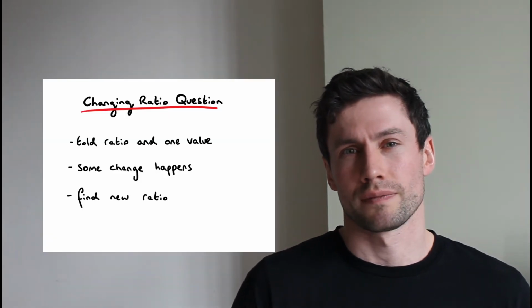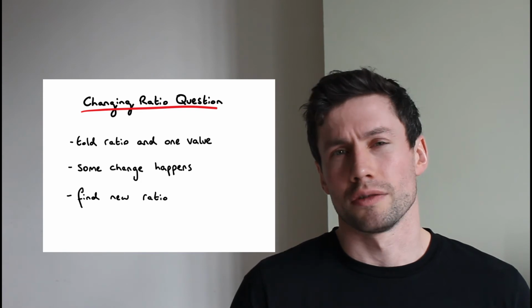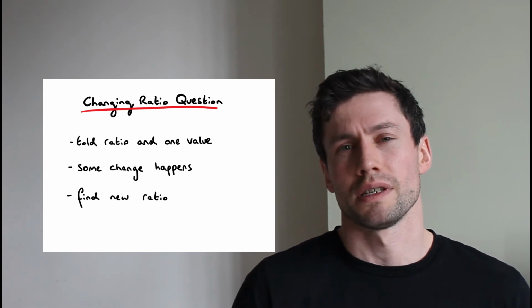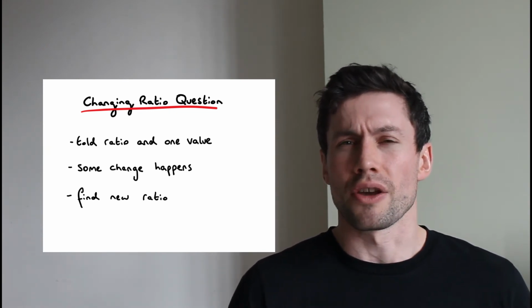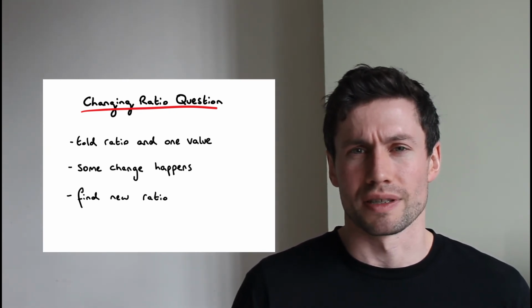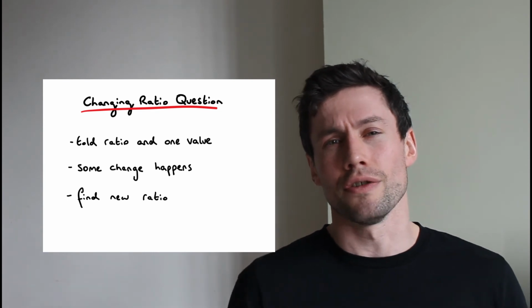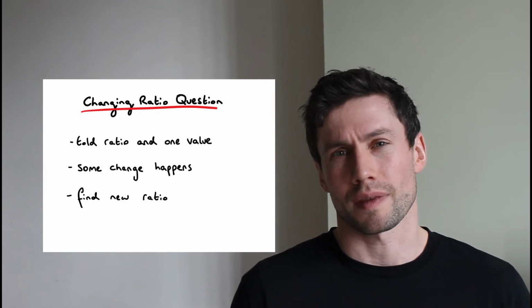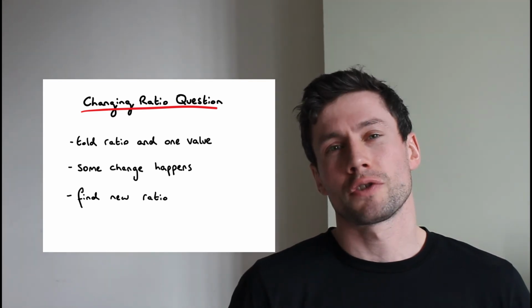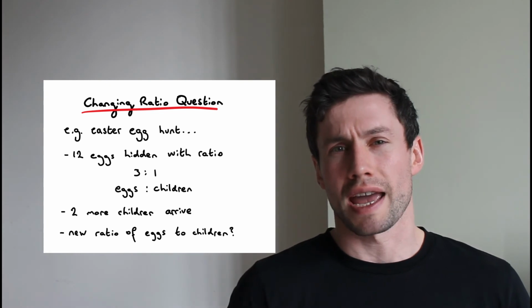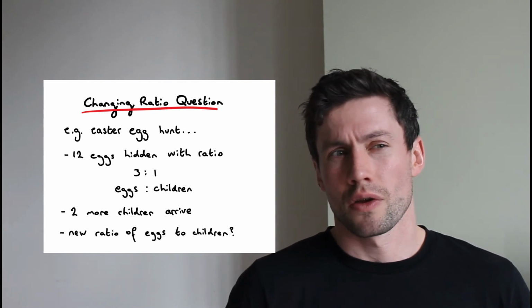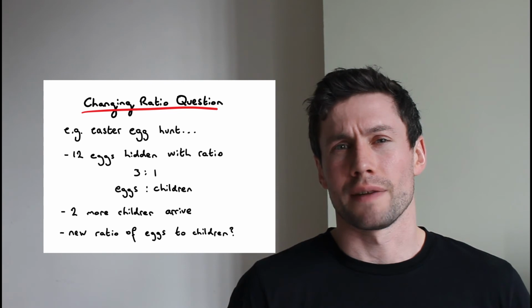The final type of question is what I call the changing ratios question. This is where you're told the ratio between 2 different amounts, and you're told the absolute value, the exact value of one of those amounts. You're then told that some change happens in the absolute values, and you're told to calculate the new ratio between the amounts. It might work something like this. If 12 eggs were hidden for an Easter egg hunt, in the ratio of 3:1 of eggs to children on the hunt, you might then be asked, what would happen if 2 more children arrived for the Easter egg hunt?